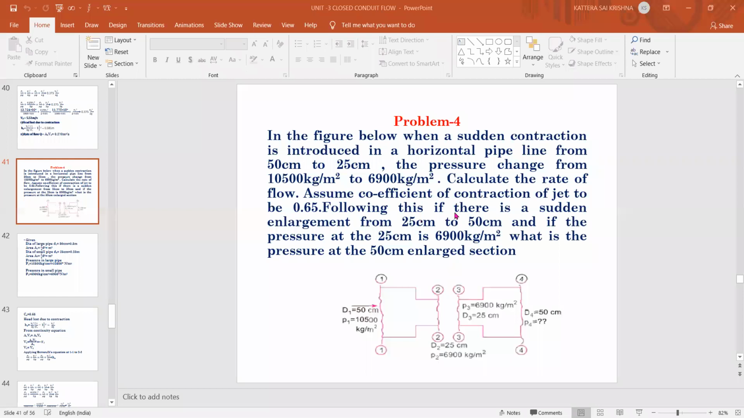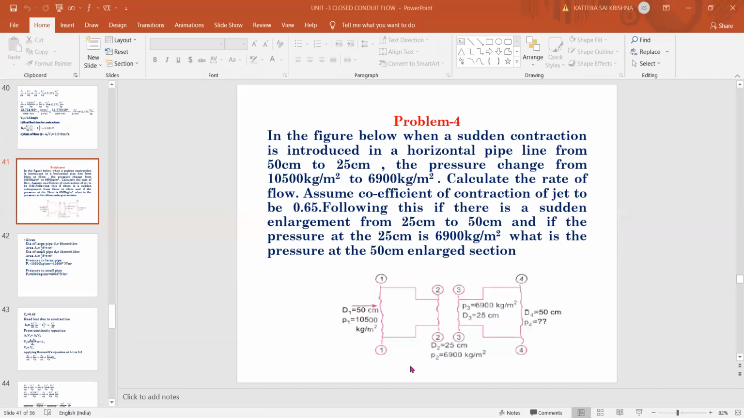Following this, there is a sudden enlargement from 25 to 50. So again what happened? First he said it is contracted, and again he's telling that it is suddenly enlarged from 25 to 50. And if the pressure at the 25 centimeter pipe, P3, is again 6900 kg per meter square, what is the pressure at the 50 centimeter enlarged section? So he's asking to find the pressure at the enlarged section here.